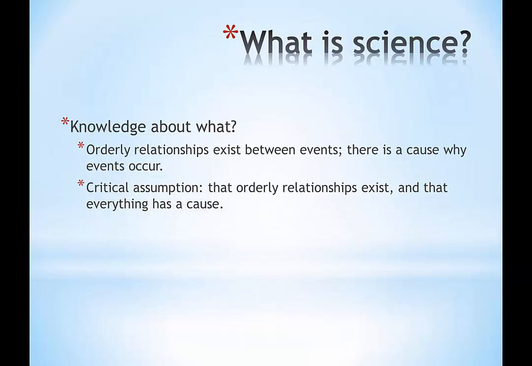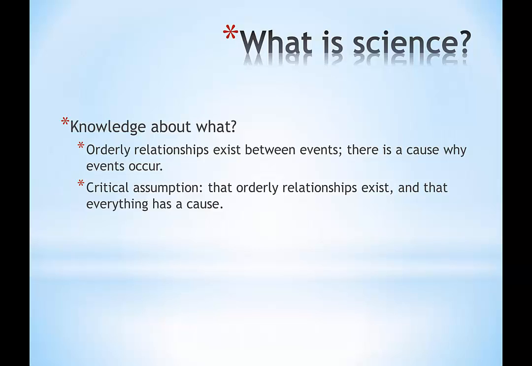So, it's knowledge about what? Well, there are some underlying assumptions that are kind of important to us if we're going to make sense of the world through a scientific lens. So we want knowledge about the orderly relationships that exist between events. And we tend to believe, as psychological scientists, that although we may not always be able to uncover the cause, that there actually is a cause, that there are some things that happen randomly, but most of behavior has a cause and therefore an effect.